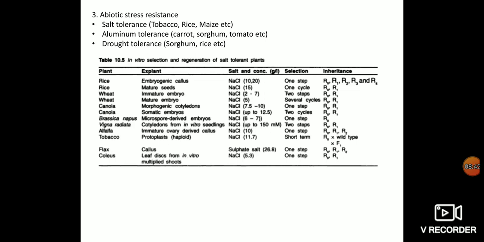Next is about aluminum tolerance. What is meant by aluminum tolerance is a plant which can resist a high concentration of aluminum, maybe near an aluminum industrial field or other fields. There may be contamination of aluminum in the soil, so certain plants cannot grow. In order to overcome such a problem, we can create aluminum tolerant plants.